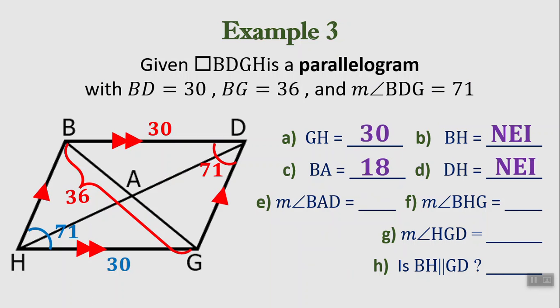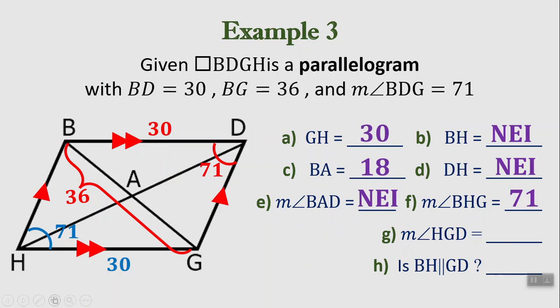BAD. BAD is the angle measure here where the diagonals are meeting. We don't know anything about that. They don't meet at a right angle in a parallelogram unless it's a special case parallelogram and is in fact a rhombus or a square. So there's not enough information there. The measure of angle BHG. BHG is that one that's opposite from the 71 degree angle, so we have already determined that's 71 degrees.